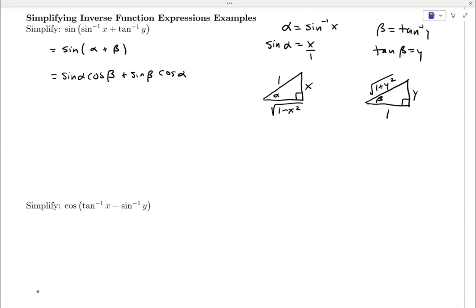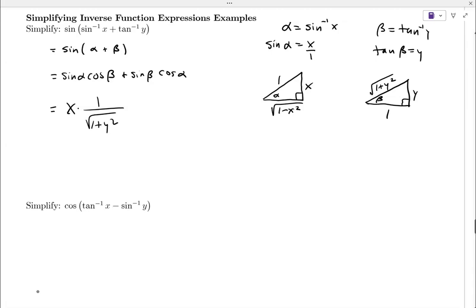Now look at what the original problem is asking us to find. It's asking us to find sine of alpha, sine of beta, cosine alpha, and cosine beta. Can we do that from the triangles? What is sine of alpha? X over 1. Cosine of beta is 1 over root 1 plus y squared.